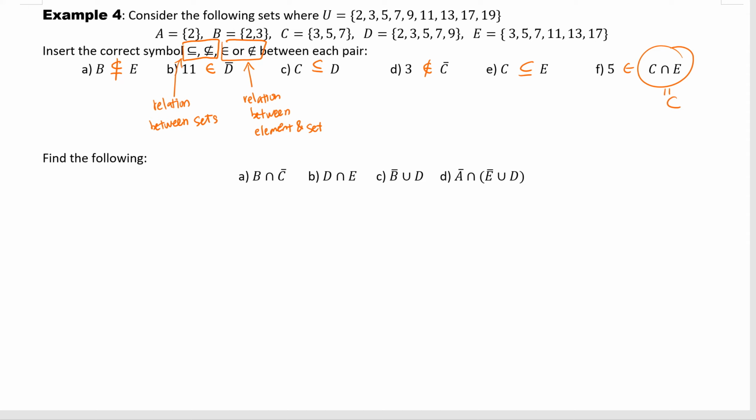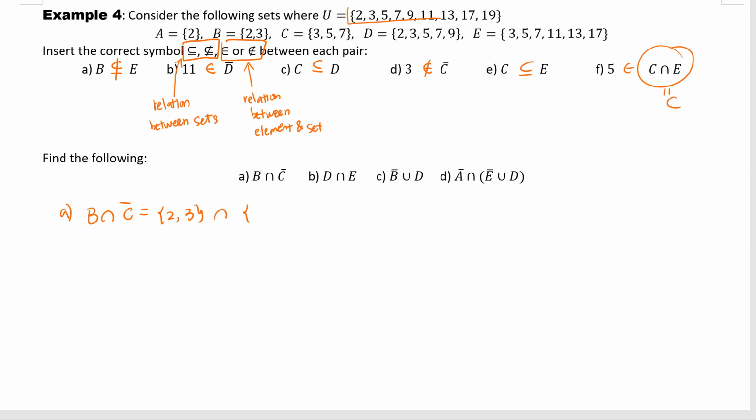First, B intersects C complement. Okay, so let's figure out what it is. B intersects C complement. What is B? B is 2, 3. C complement means the elements that are in U, but not in C.